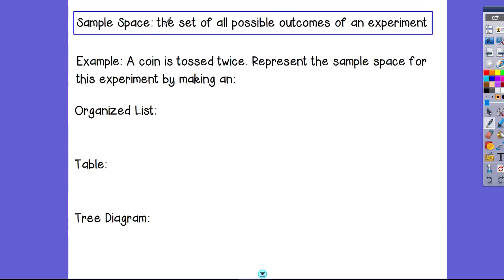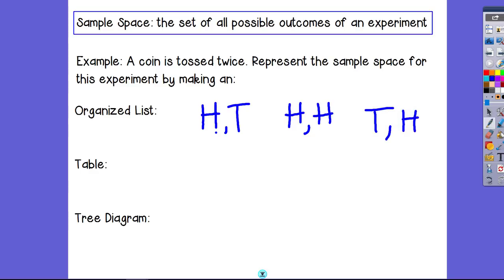All right, so in an organized list, a coin is tossed twice. What that means is the first coin could land on heads, and then the second one would land on tails. That's one situation. The first coin could land on heads, and the second one could land on heads, because it doesn't change the odds of landing on heads or tails if you flip it over and over again. We could land on tails and then on heads, or we could land on tails and then on tails again. So that's my organized list: heads tails, heads heads, tails heads, tails tails.